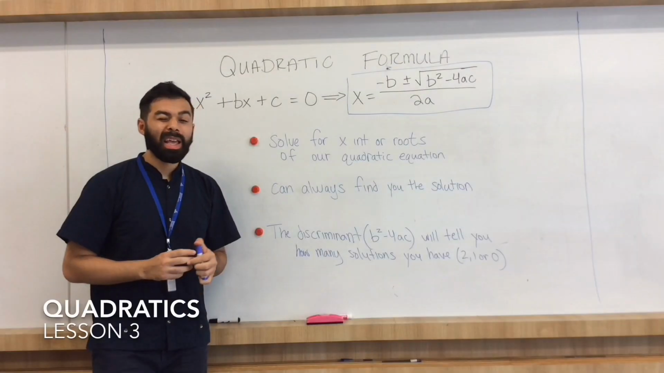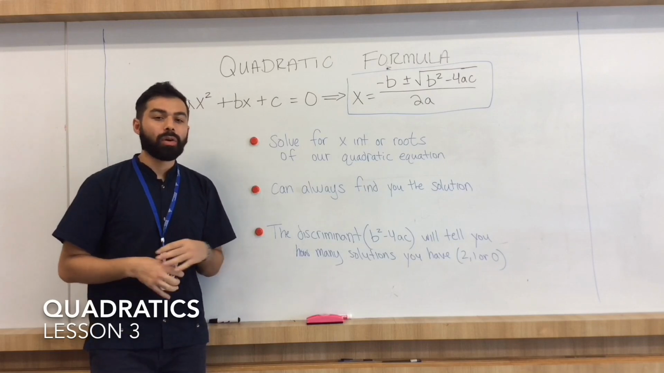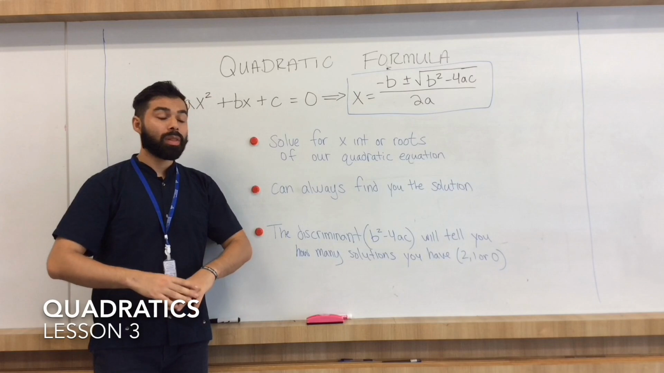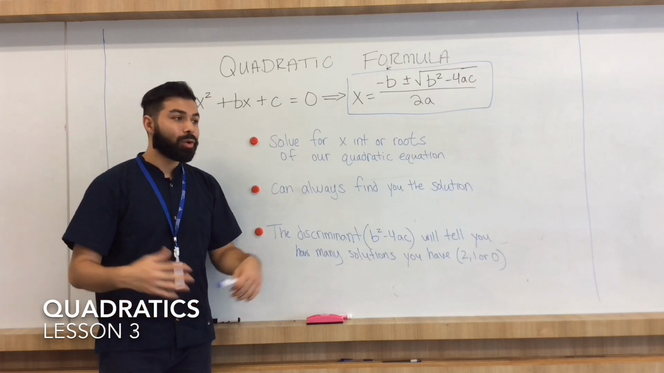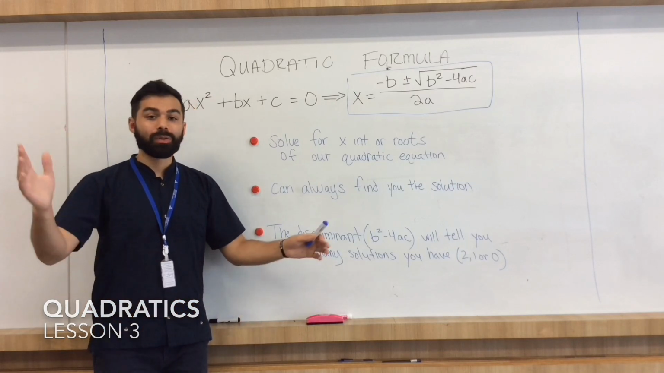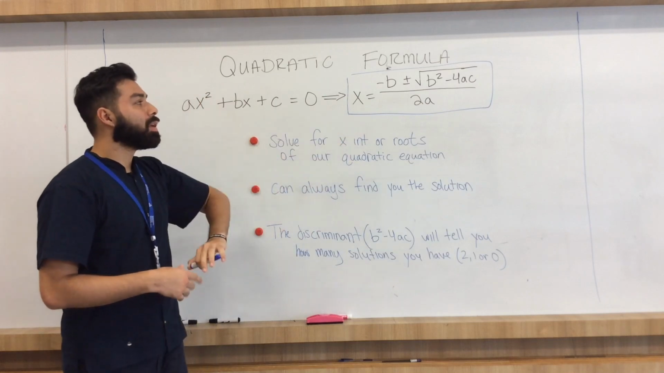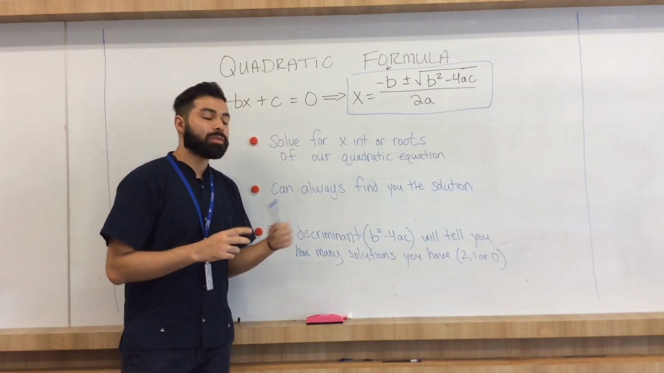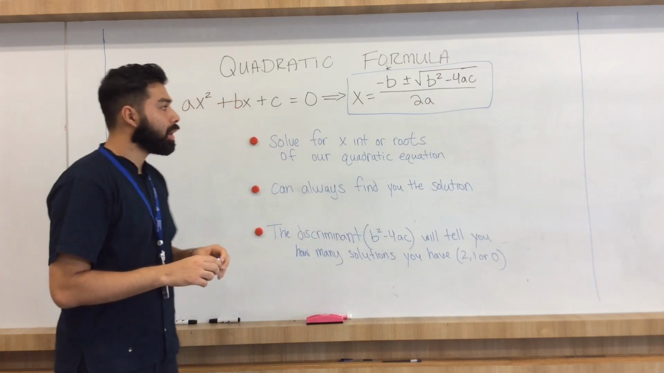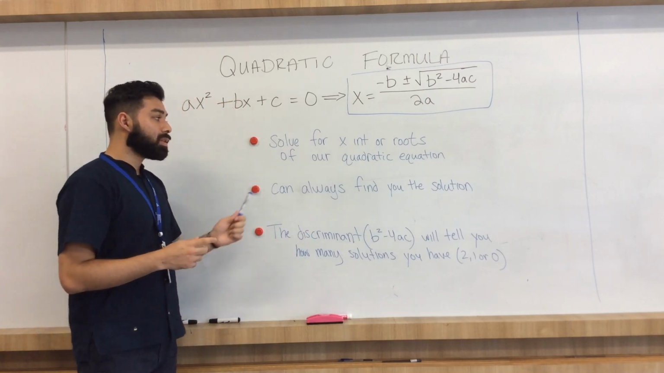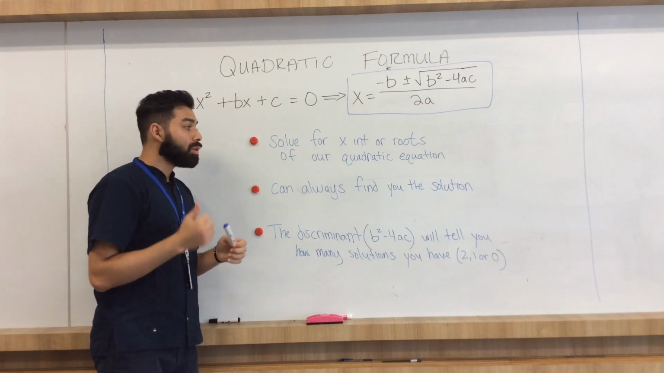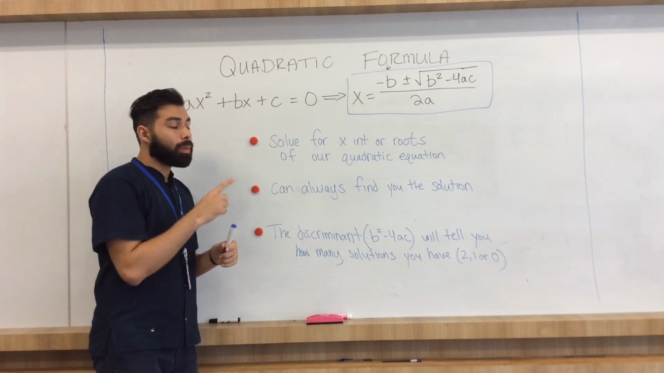Hello guys, so today we'll be learning about the quadratic formula. Your quadratic formula itself is by far one of the more popular formulas that you might remember years from now. Your formula itself is negative b plus or minus the square root of b squared minus 4ac over 2a.